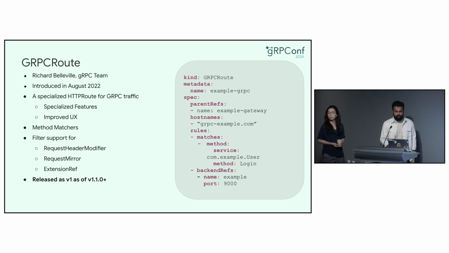The gRPCRoute API was introduced by Richard Belleville from the gRPC team in 2022. The API proposal highlighted the need for a dedicated API for routing gRPC traffic to your backend. There exists an HTTPRoute, and this could be used to route gRPC traffic, but the addition of a new route type significantly improves the user experience. As you can see on the right side, the proposal introduces support for method matches, allowing users to match on gRPC-specific constructs such as gRPC service and methods. This API has graduated to v1 and is released in the standard channel since v1.1, which was a few months ago.